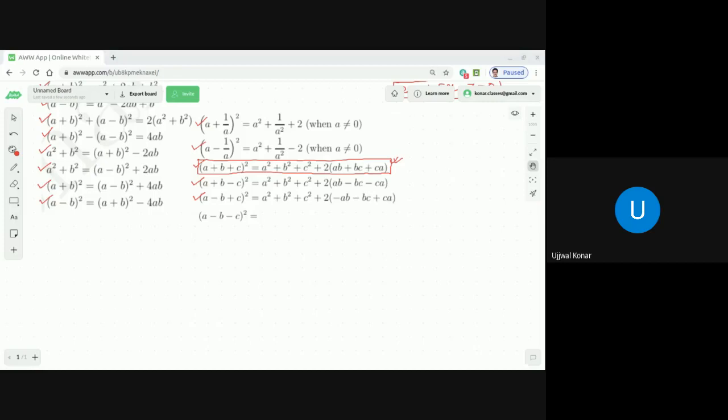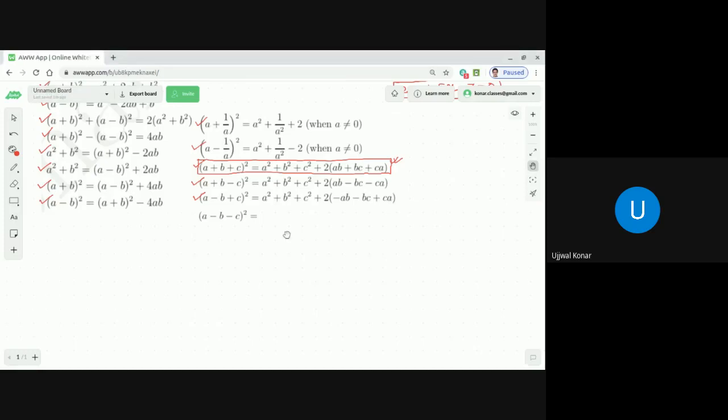No one? So it will be a square plus b square plus c square, along with that minus 2ab plus 2bc minus 2ca. Okay, let's find it out together.